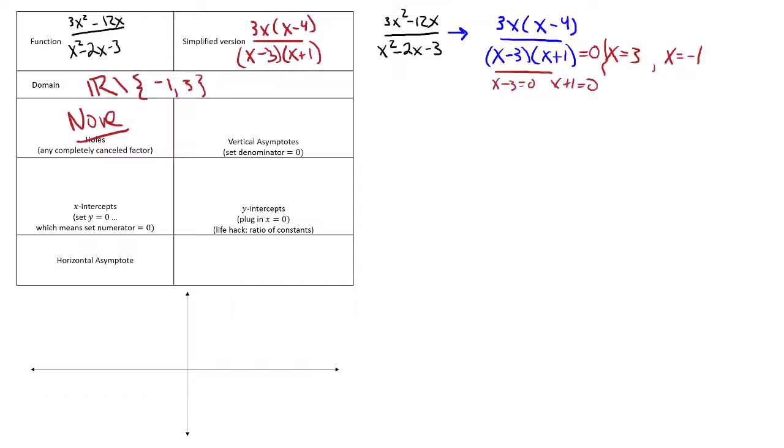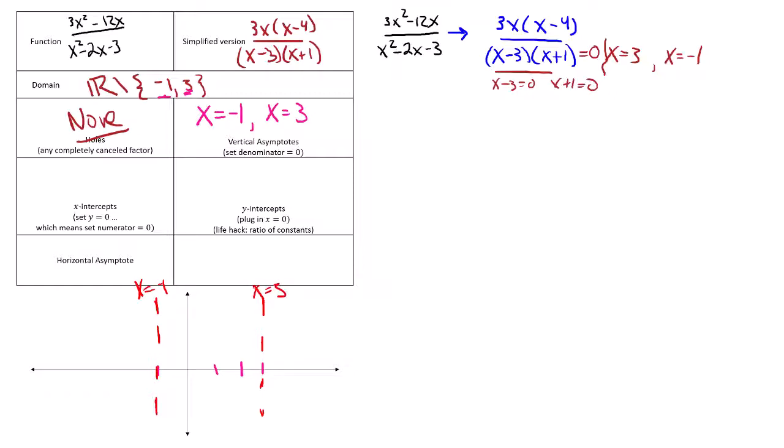Right, so our vertical asymptotes are going to be both of these values. They're the only things that are left that we can't have in our domain. So x is equal to negative 1, x is equal to 3. So negative 1, 1, 2, 3. It's going to have some vertical asymptotes there. All right, x equals negative 1, x equals 3.